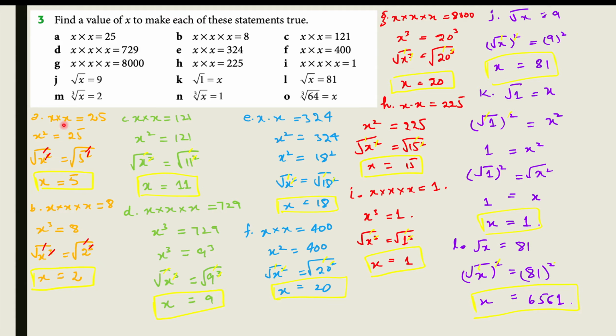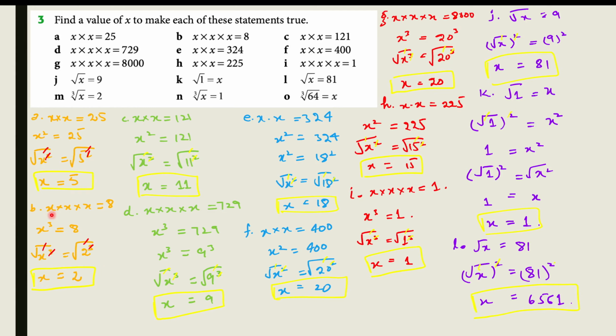First, we rewrite it in exponent form, so it becomes x squared is equal to 25. Now to find the value of x, we take the square root on both sides. This helps us to undo the square. So the square gets cancelled with the root on both sides, and x is equal to 5 because we know the square root of 25 is 5. So x is equal to 5.